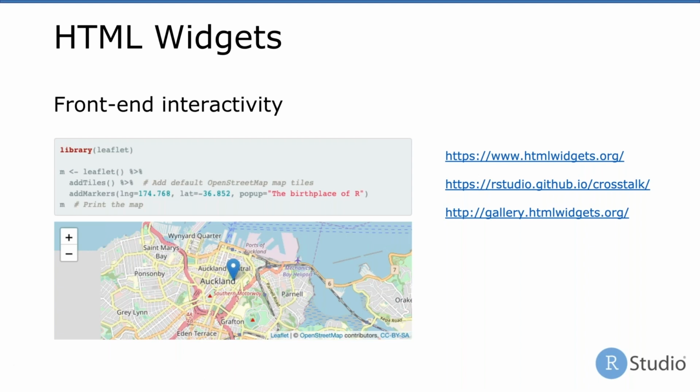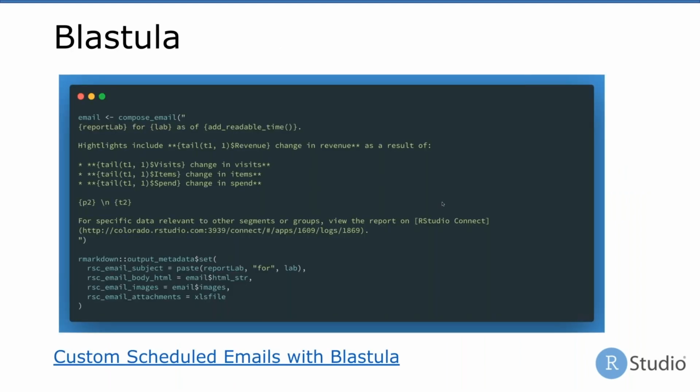You could always add a server on the back end with Shiny Runtime. But these 3 links here will cover additional HTML widgets that I won't get to today. And lastly, something of interest and something that I'm really excited about is the Blastula package, which is a way of creating beautiful HTML emails in R and in RMDs.